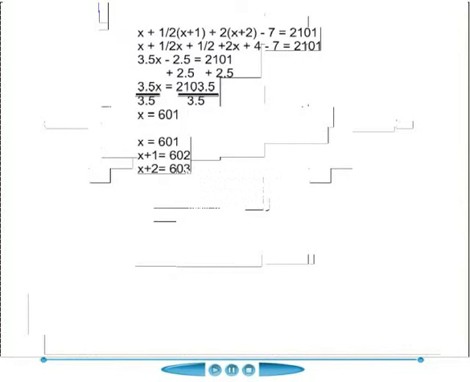Well, that is the first unknown number, but now we have to figure out the second unknown number and the third unknown number. If x is equal to 601, then x plus 1 equals 602, and x plus 2 is going to be equal to 603. So our final answer, 601, 602, and 603.